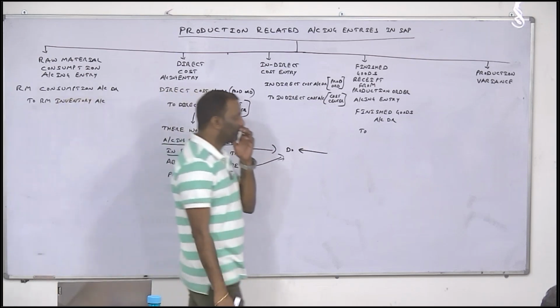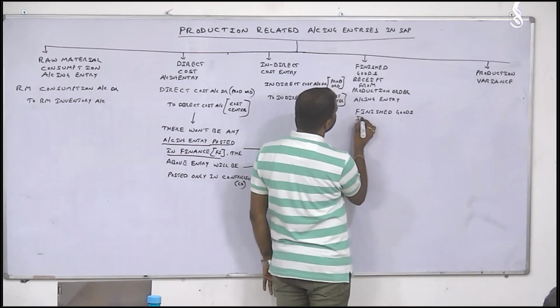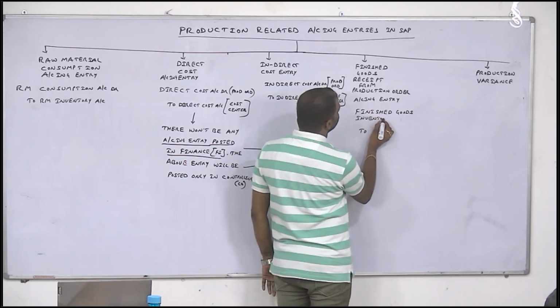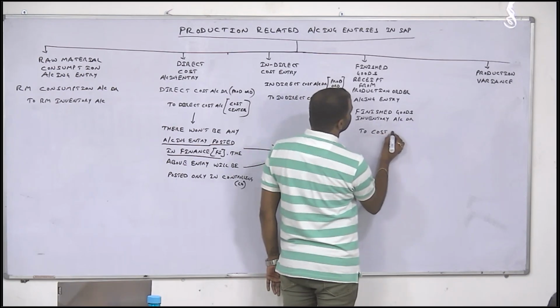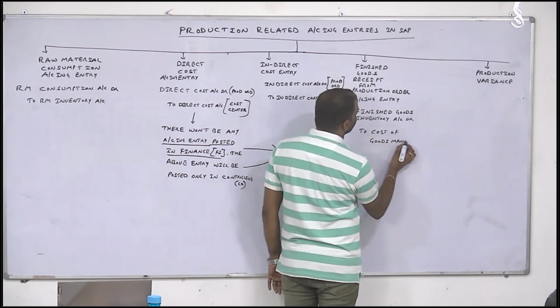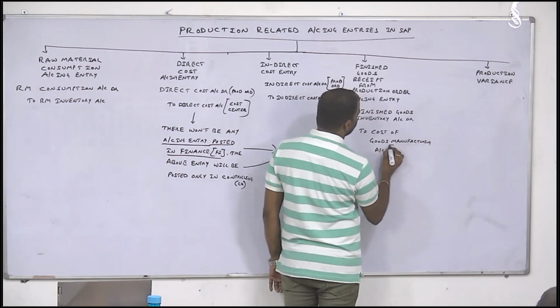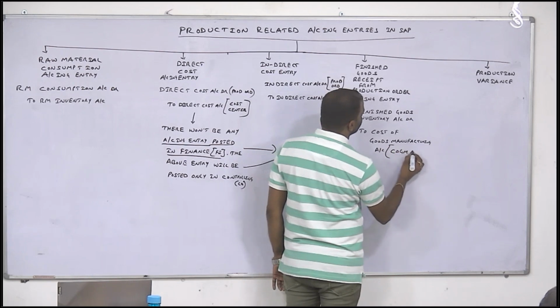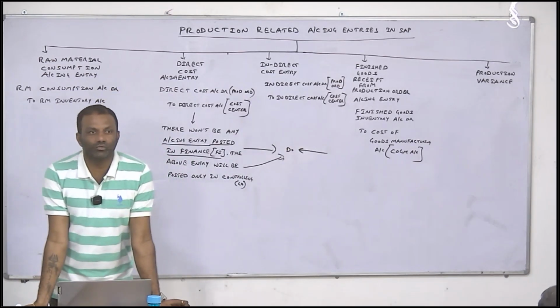Then tell me, what is 2? Finished goods inventory account, that is fine, right? Finished goods inventory account debit. Okay, 2. Cost of goods manufacturing. Whenever you receive any goods from production order, what is the accounting entry? Finished goods inventory account debit to cost of goods manufacturing.